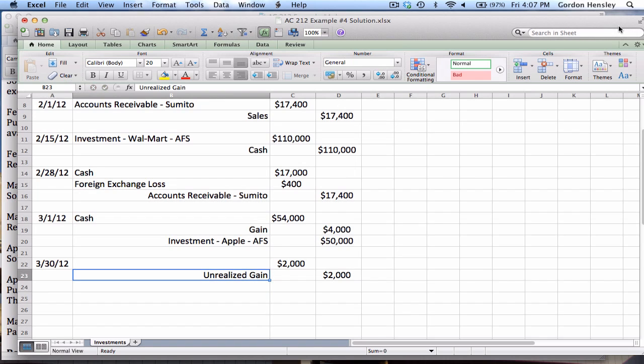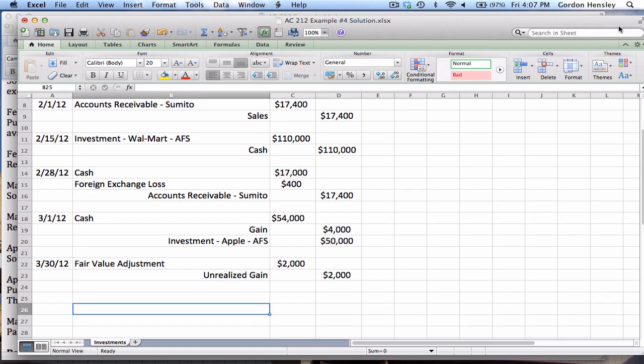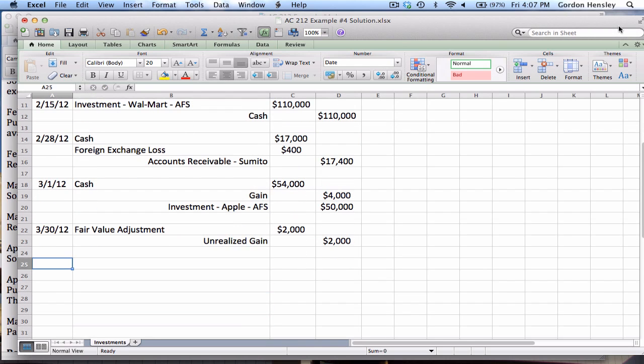Now, why am I crediting unrealized gain? Remember, losses are a debit, gains are a credit. And this is an unrealized gain because I have not actually sold this investment. I'm just saying that if I sold it, I would gain. So it's unrealized. And then by default, we debit fair value adjustment. So that takes care of that end of quarter adjustment.